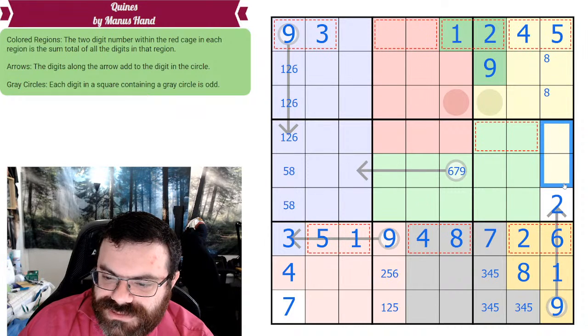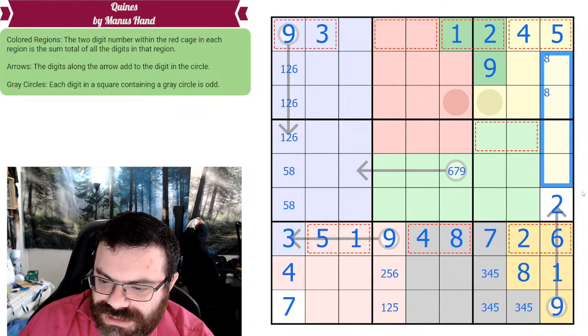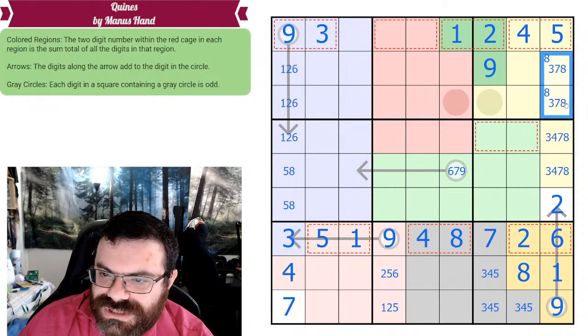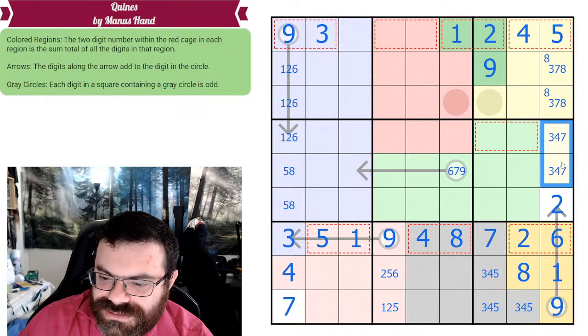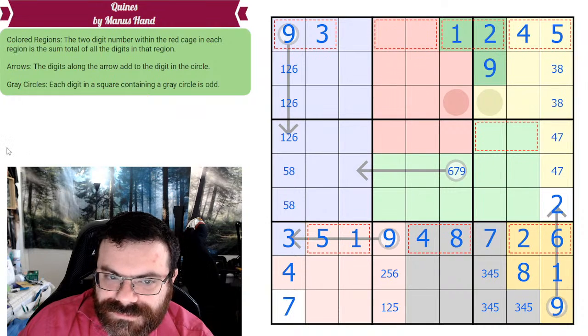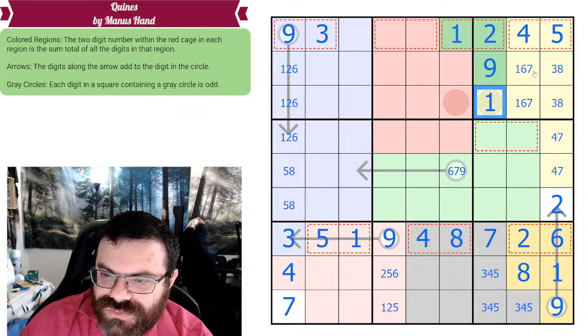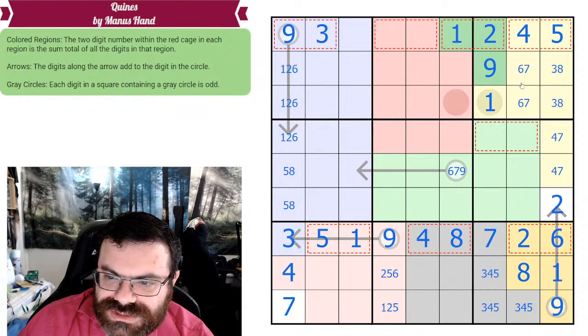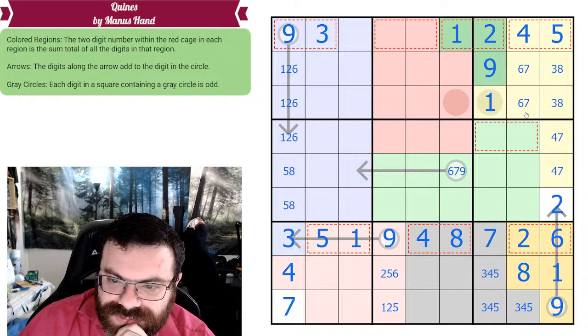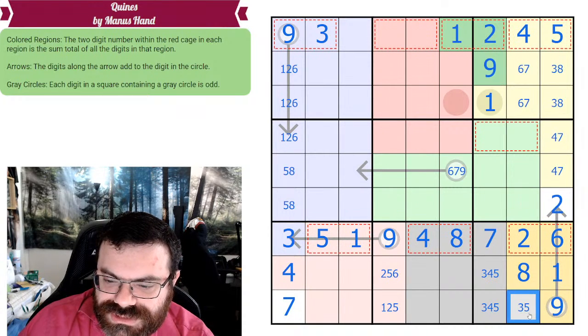So that means these add to 11. Let's just fill the column. We need 3, 4, 7, 8. So the 4 is not here. 8's not down here. Only way to add to 11 is 4, 7. So that's 3, 8. That leaves 1, 2, 3, 4, 5, 6, 7. That's not 6 or 7, that's a 1. The 6, 7 pair. This 4 sees down. And this 4 sees over. That places this 4.